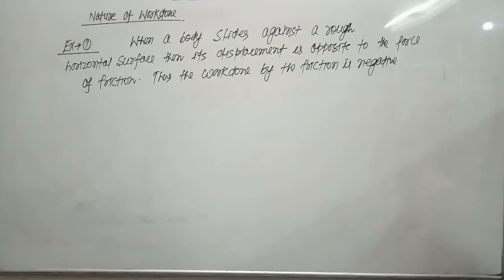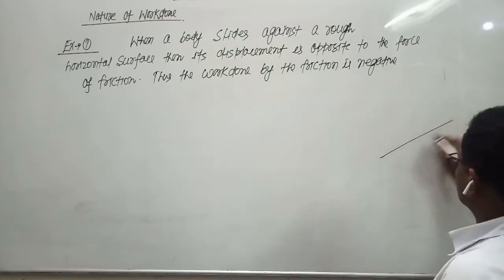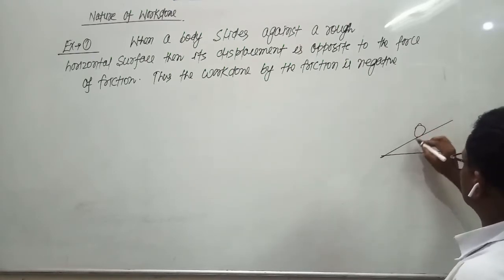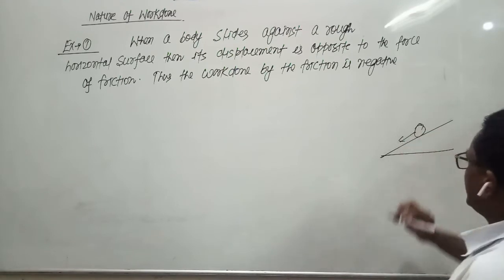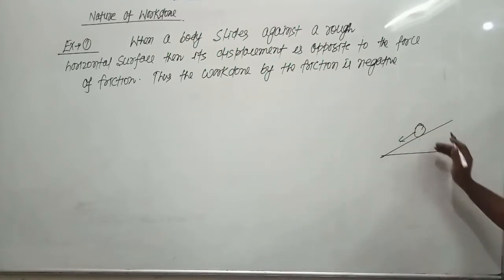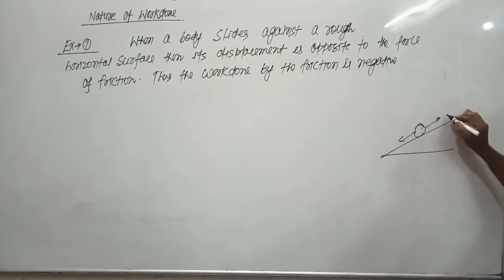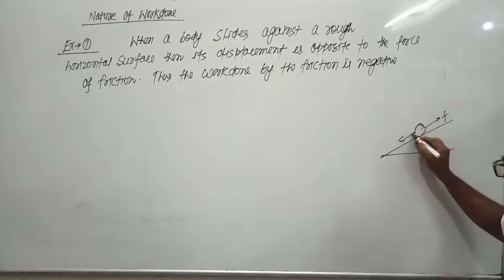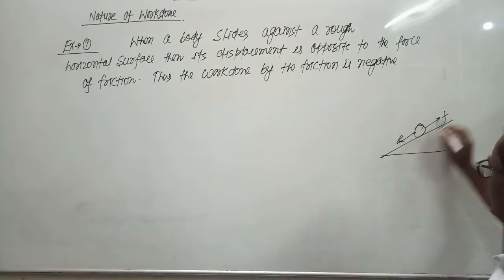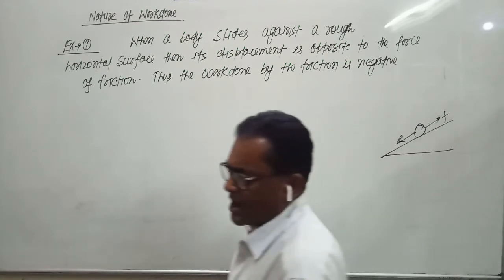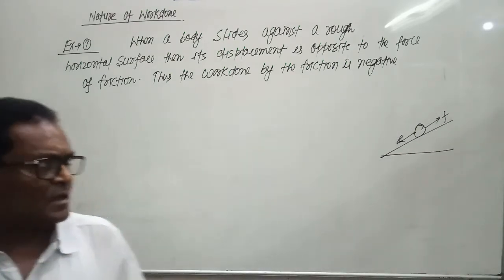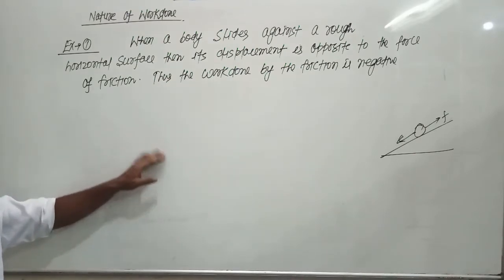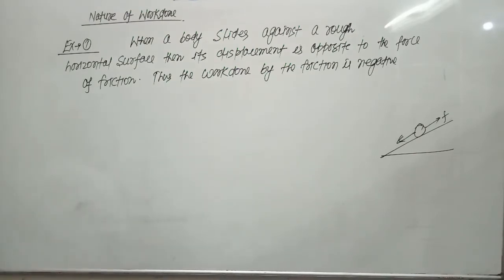When a body slides against a rough horizontal surface, the force of friction acts in the opposite direction, so the displacement and the force of friction are in opposite directions. Therefore, the work done by the friction is negative.